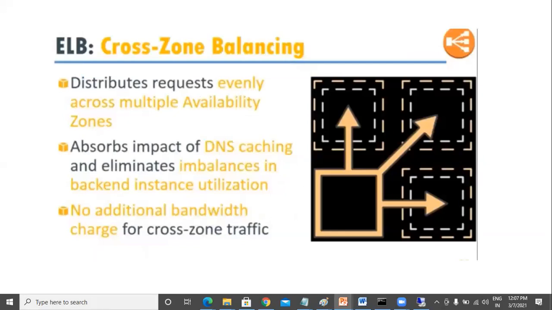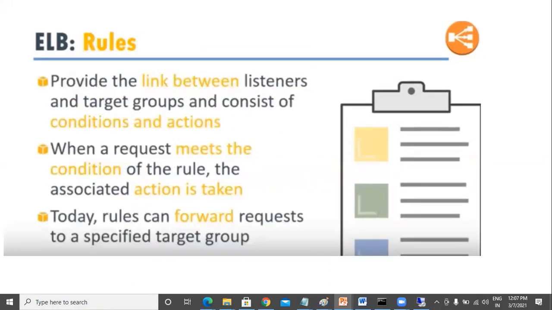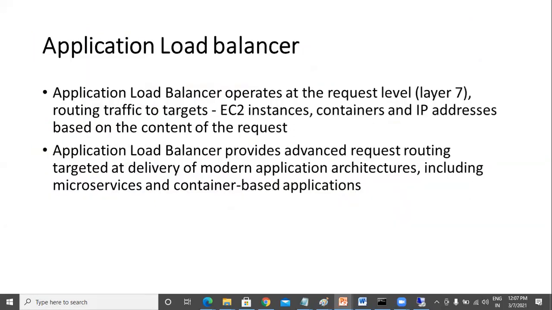So it distributes the request across the multiple availability zones, and no additional bandwidth charges are charged for the cross zone. And Amazon also supports configuration of listener ports. Listener ports are nothing but the traffic that is coming in and going out. Those ports are treated as listener ports for your rules, and you can define a rule for what action needs to be taken when traffic comes to the load balancer. So that is also there.